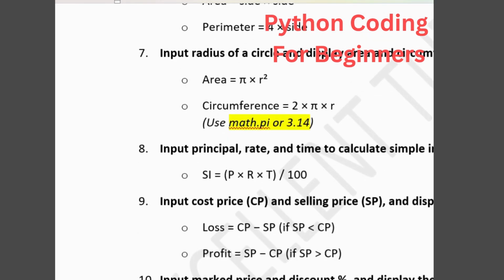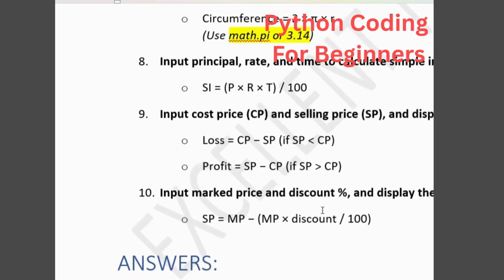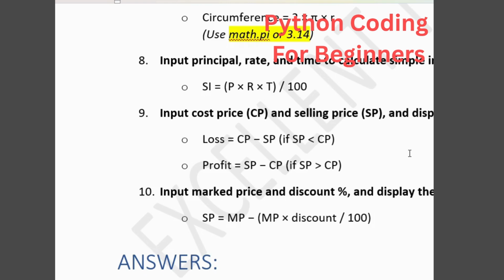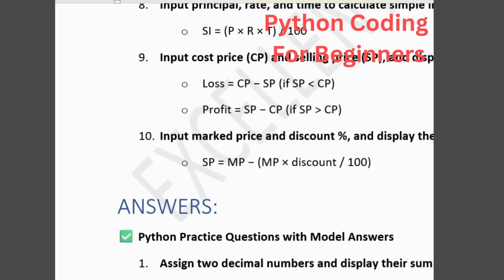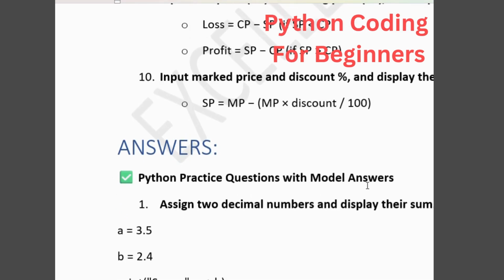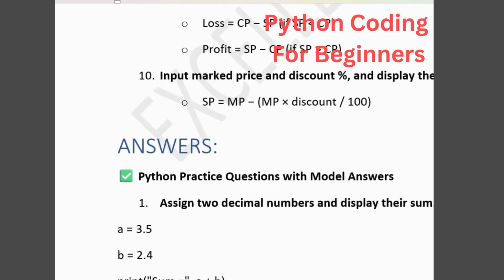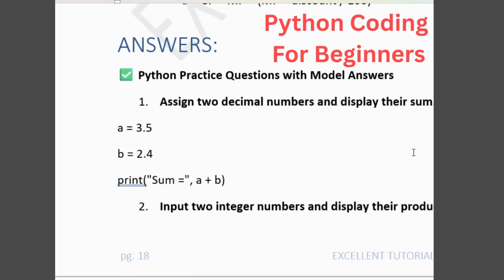Input radius of circle and display the area and circumference. Input principal, rate and time, calculate simple interest. Input cost price and selling price, display loss or profit. Input mark price and discount, display the selling price.